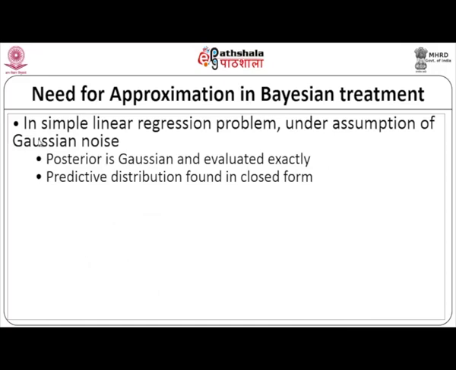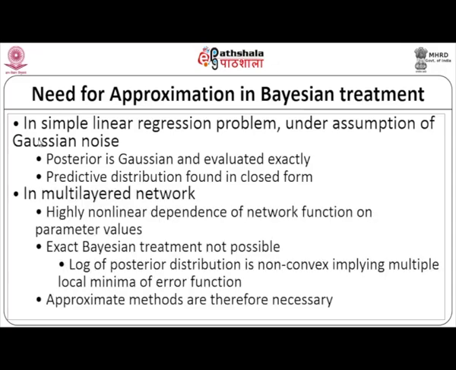So, there is a need for approximation in Bayesian treatment. In a simple linear regression problem under the assumption of Gaussian noise, the posterior is Gaussian and evaluated exactly. The predictive distribution is found in closed form. In multi-layered networks, you have a highly nonlinear dependence of network functions on the parameter values, and exact Bayesian treatment is not possible. The log of the posterior distribution is non-convex, implying multiple local minima of the error function. Approximate methods are therefore necessary. So, we go in for approximate methods.